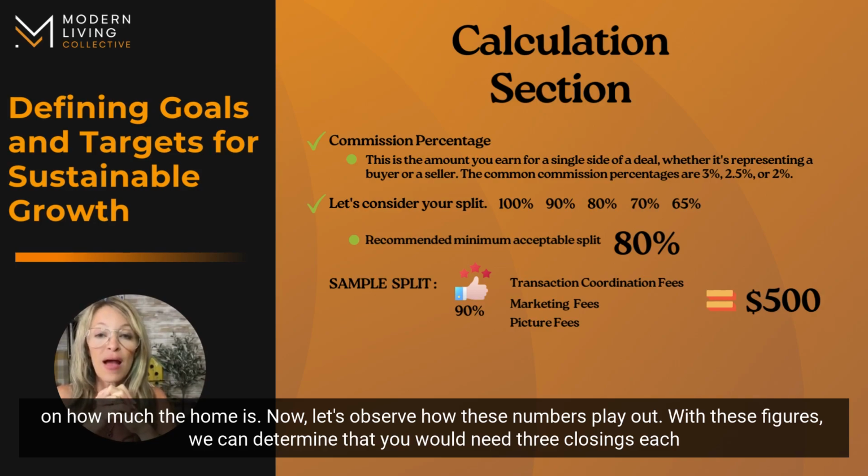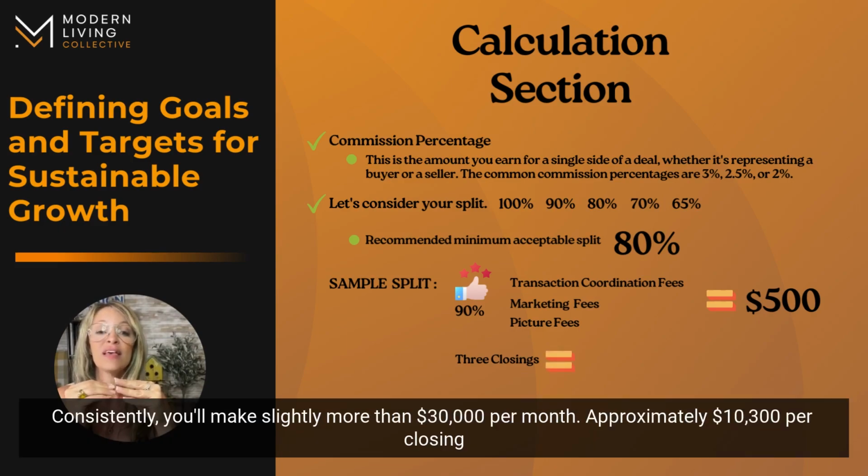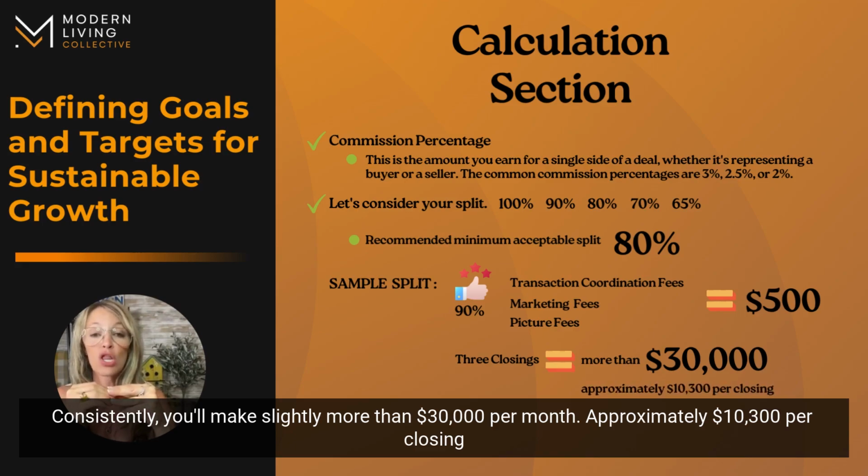So now let's observe how these numbers play out. With these figures, we can determine that you would need 3 closings each month to reach your target. And by hitting those 3 closings consistently, you'll make slightly more than $30,000 per month, approximately $10,300 per closing.